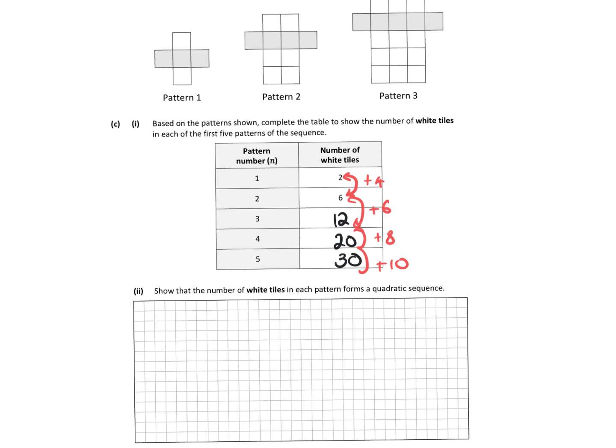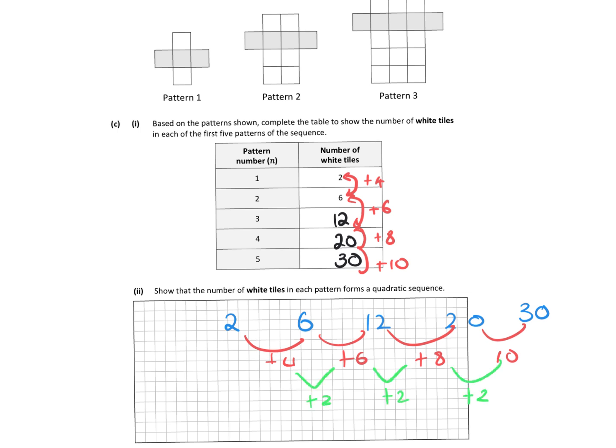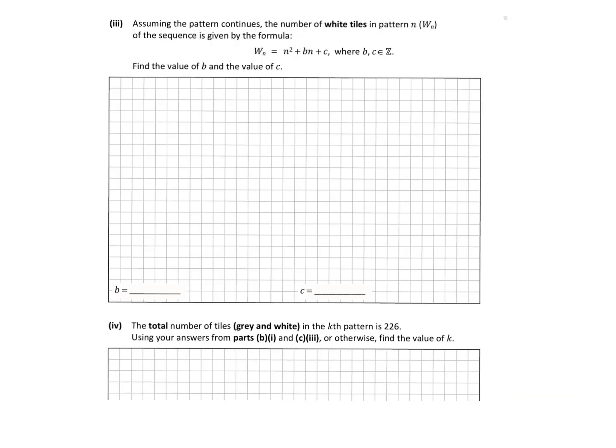Okay. Now, what you can spot here is that this is not going up in the same way. So it says prove that it's a quadratic sequence. So if I was to write these numbers down, I have 2, 6, 12, 20, 30. And if I was to look at the common difference between each of these, I've got 4, I've got 6, I've got 8, I've got 10. And then if I was to look at the second difference between them, you will notice that the second difference is all the same. And in a quadratic sequence, the second difference is always the same.